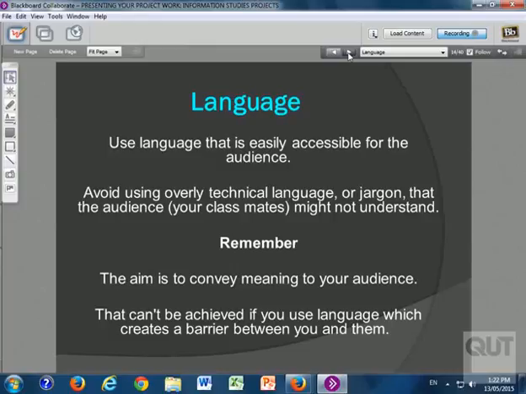I have discussed the key elements. I've discussed the technical parts of it, the opening, the transitions, and then I've moved into things like language. So what we want to do is use language that is easily accessible for the audience. And as I said before, you have to be very aware that people in the audience don't have the same level of understanding about your topic or education as you do. So an IM student needs to be aware that there are LIS students in the audience, and an LIS student needs to be aware that there are IM students.